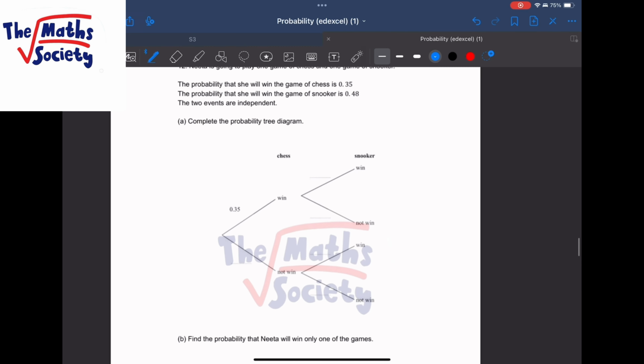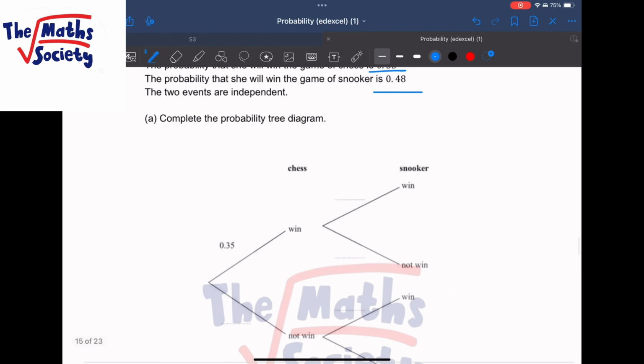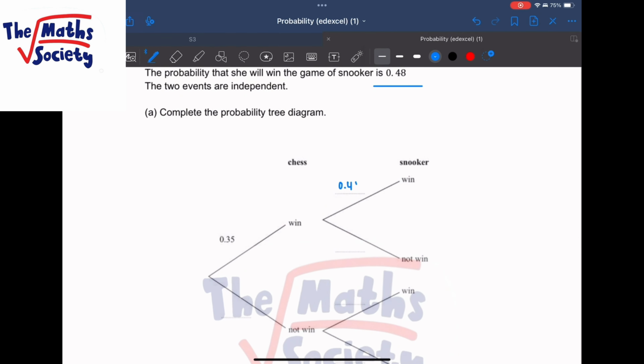Okay, so now we move on to question number 12. It says that Nita is going to play 1 game of chess and 1 game of snooker. The probability that she will win the game of chess is 0.35. The probability that she will win a game of snooker is 0.48. So we need to do this, because it says independent, they're not dependent on each other. So that's going to be 0.65 for not winning chess, and 0.52 for not winning snooker.